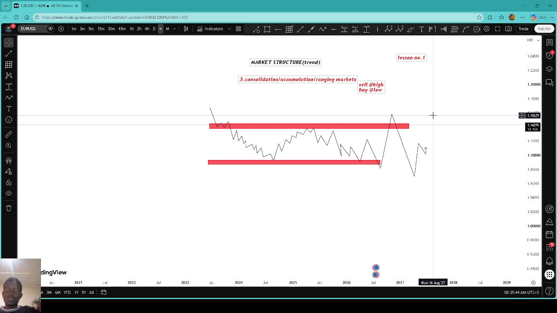It's like a ping pong. You see, when you're playing ping pong and you're bouncing the ball on the floor, the palm of your hand, it's like playing basketball. You just bounce the ball. The ball hits the floor, your palm, the floor, the palm, the floor, the palm. In that manner, that's an accumulation market or a consolidation market.